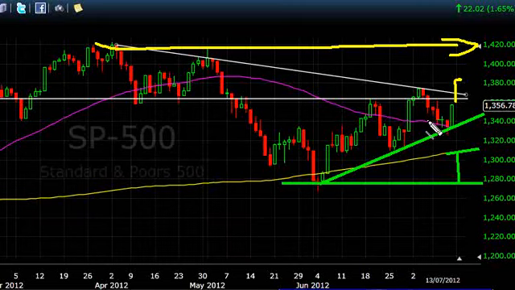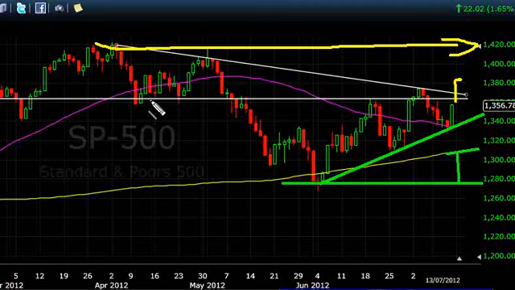We can see there's a lot of things happening here on the chart, and if we just read the chart itself, we can get a lot from the actual chart moving forward. Okay, so I hope this has helped you understand what's happening in the market right now.